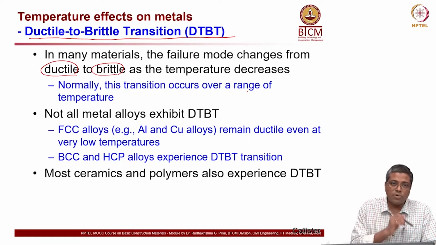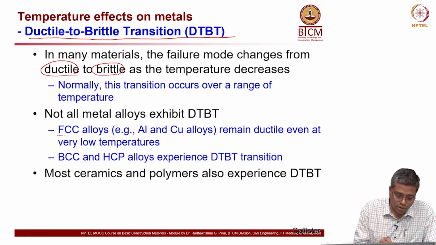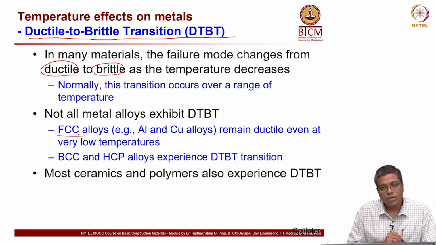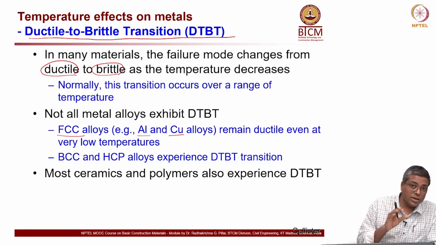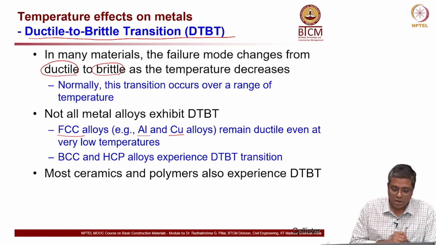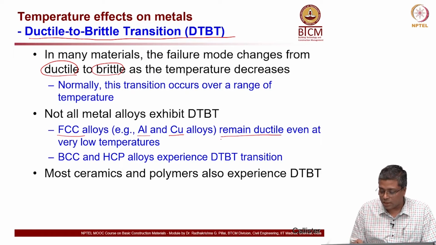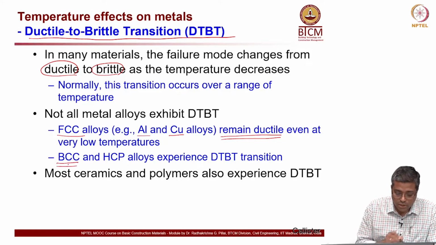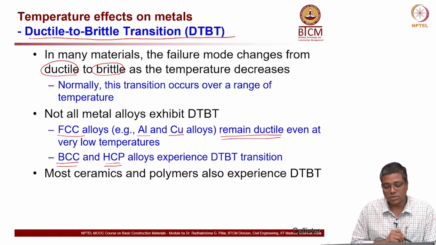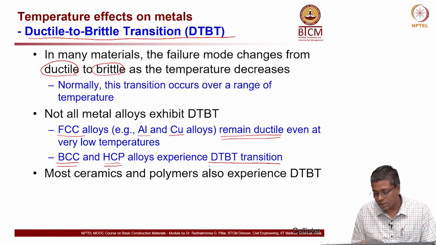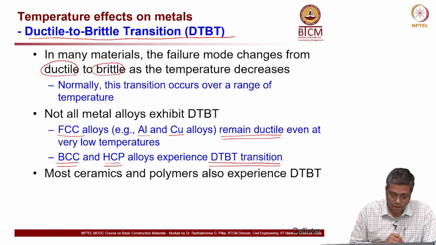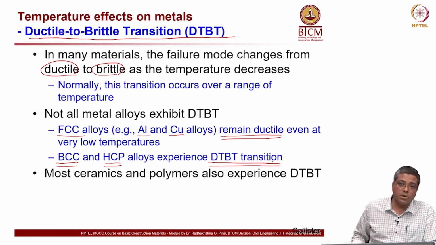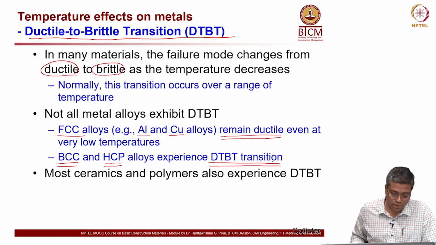Now, in what type of metals does this happen? It happens when you are talking about face centered cubic lattice structure, typically aluminum, copper alloys. In FCC alloys it does not happen. That means they remain ductile even at very low temperature. But when you talk about body centered cubic or hexagonal crystal structures, you have DBT, the ductile to brittle transition, which is very common. Most ceramics and polymers also experience DBT.